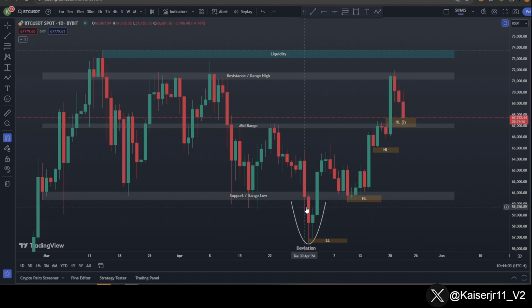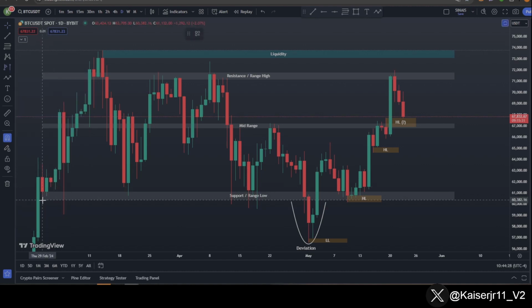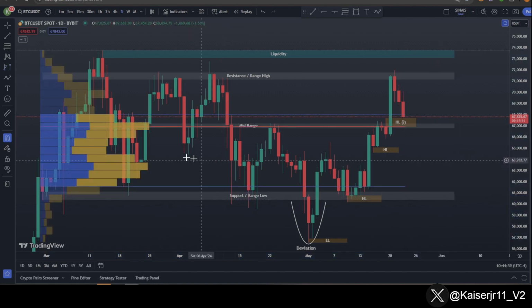So after seeing all this, I want to introduce you to something that I truly believe, with experience, is going to help you have clear levels of a range, okay? We use fixed range volume profile. Okay, I'm going to pick it. I'm going to choose the beginning of this level. I'm going to push everything and it's going to form. Bam. With this tool, you have everything you need to trade a range, all right? It's going to help you a lot, okay? So, first explanation.